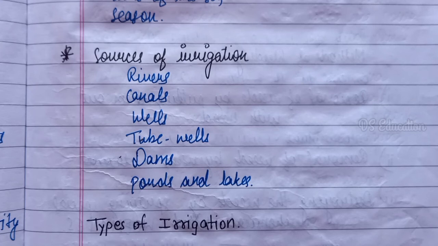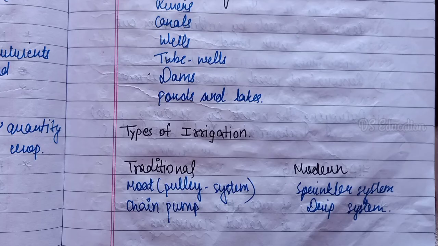Now let's see sources of irrigation. There are rivers, canals, wells, tube wells, dams, ponds and lakes. Now let's see the types of irrigation. There are two types, traditional and modern. In the traditional, the pot, pulley system and chain pump are used, and in the modern, sprinklers and drip systems are used.